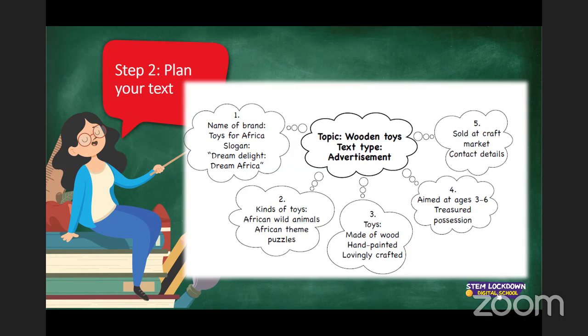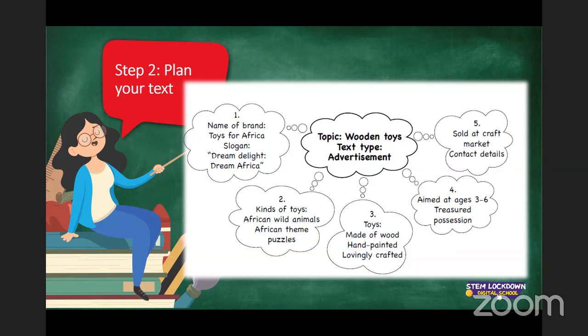So the first idea would be, obviously you need to have the name of the brand, and that is Toys for Africa. And think of a slogan. The learner there has decided Dream Delight, Dream Africa. So that would be your brand and your slogan. Number two, what kind of toys are we selling? You need to give more details on the product that you're selling when you're advertising. So there we've got kinds of toys: African wild animals, African theme puzzles. And then you describe your product as well. The more detail, the better, but it has to be concise when you are writing an advertisement. So they're made from wood, hand-painted, lovingly crafted, so that's the interesting language you use.